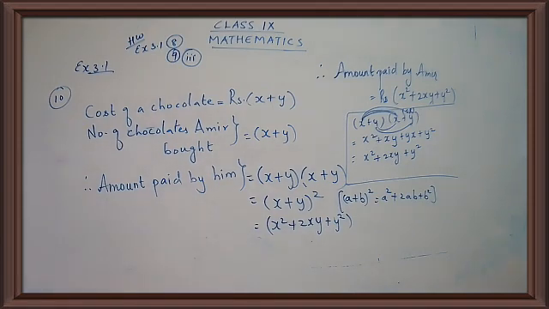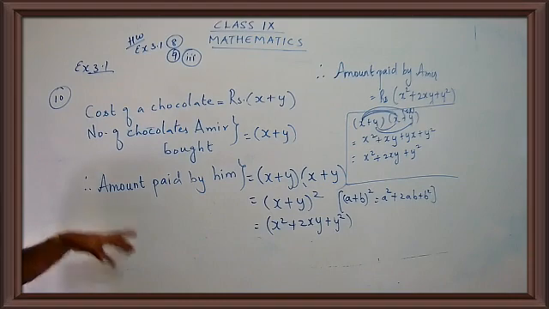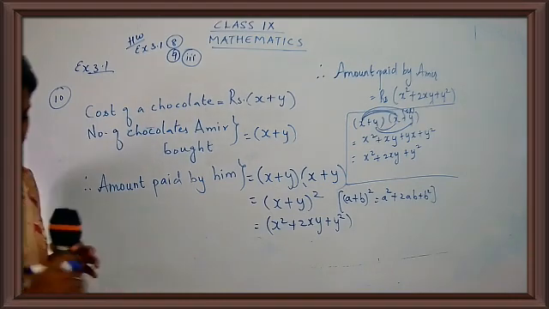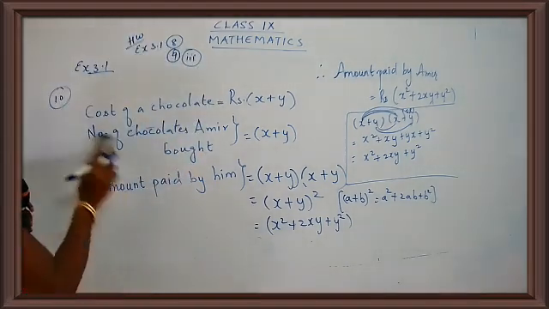Okay. So this was the first part of the question, that is amount paid by Amir in terms of x and y. Now they have given you the value for x and also they have given you the value for y. So let us find out the value in terms of amount. So shall I rub this part, children? Write down here.